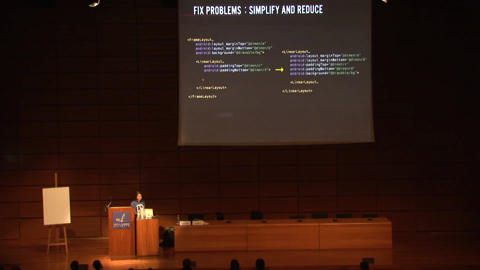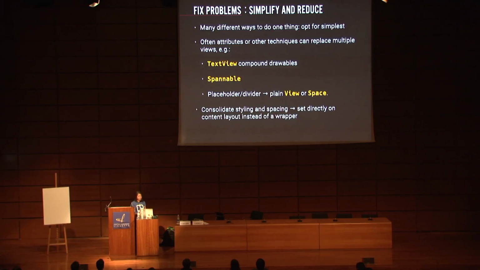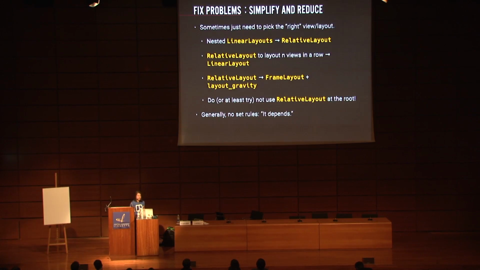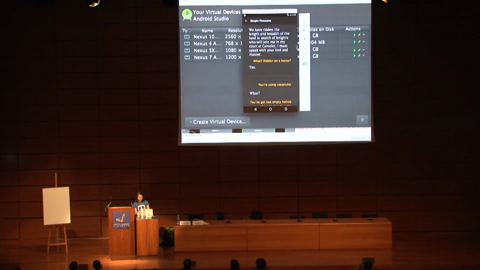Okay. An example of that: somewhere I might have a linear layout that has all of my content, all of my views in it, and I decide to position it using a frame layout. But if I can just set those values directly in my linear layout, I save myself maybe one or two levels in my layout, and I save myself a view. So that's basically using alternatives to views to reduce your layout complexity. But sometimes it just comes down to picking the right view or layout. I'll show you a quick example of this in my app.